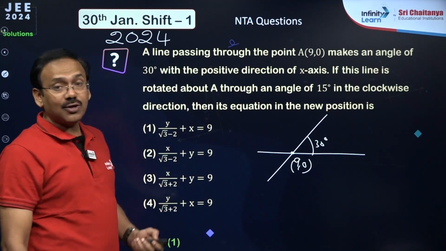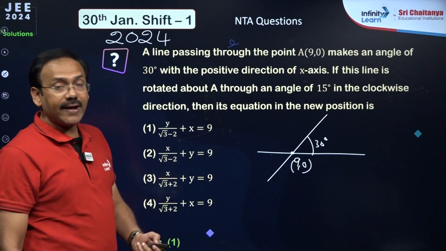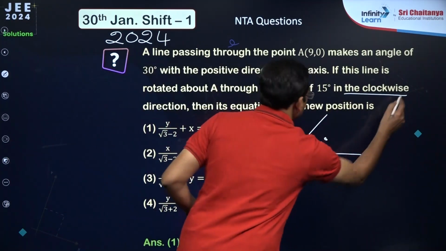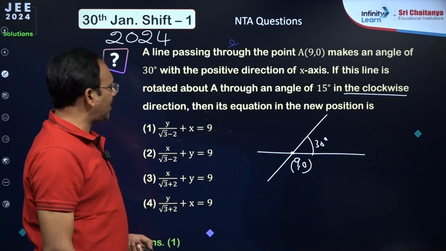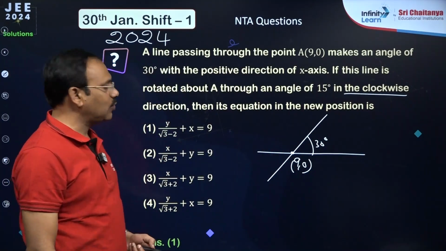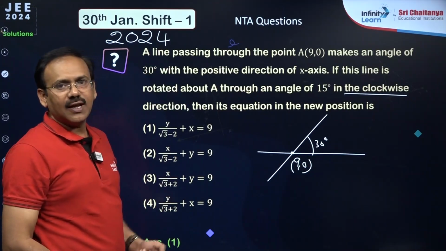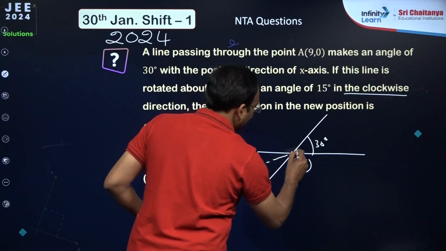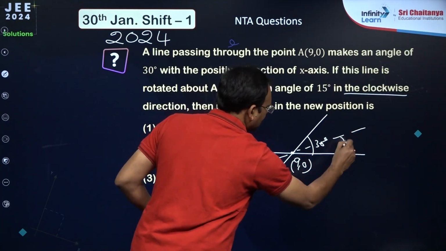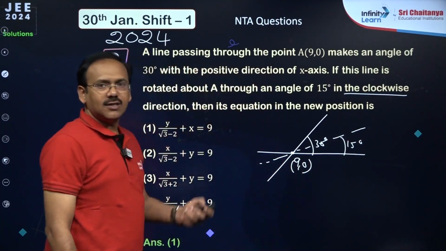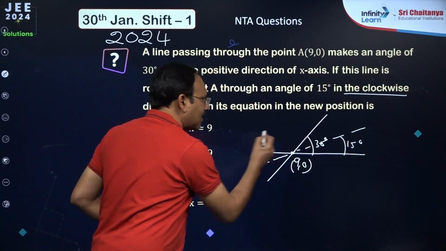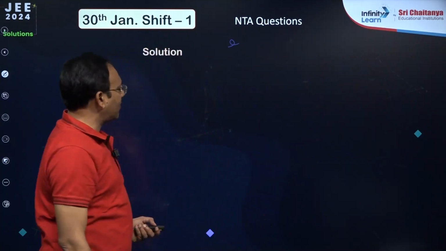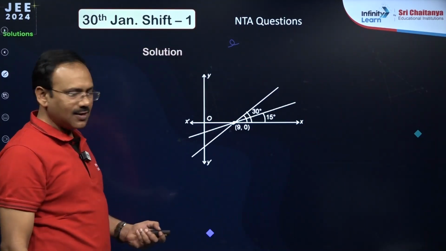Now, if the line is rotated about A through an angle of 15 degrees in the clockwise direction, what is the equation of the line in its new position? That means you have to rotate it by 15 degrees in the clockwise direction. Now my dear friends, the new line is passing through the point (9, 0) and its inclination is 15 degrees. So my dear friends, that figure is given here, same thing.